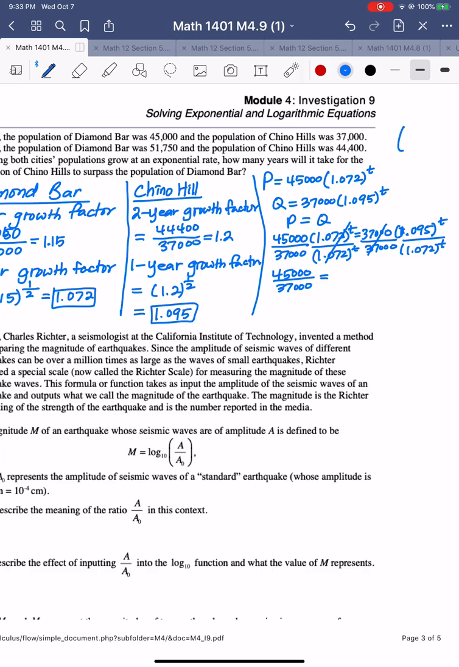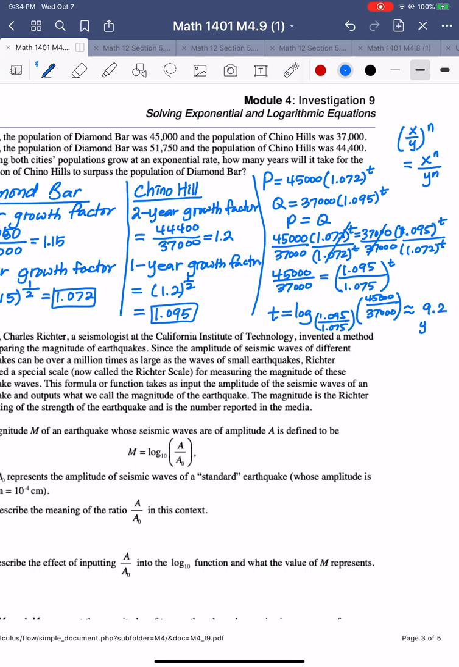I'm using the power of a quotient rule, which is x over y to the n power, same as x to the n power over y to the n power. So I can put 1.095 over 1.072 as a t power. Now t becomes the exponent, so solving for it, you can take the log on both sides, or you can change the exponential equation to a logarithmic equation. So t equals the log, with base 1.095 over 1.072, of 45,000 over 37,000. When you compute that, you're going to get 9.2 years.